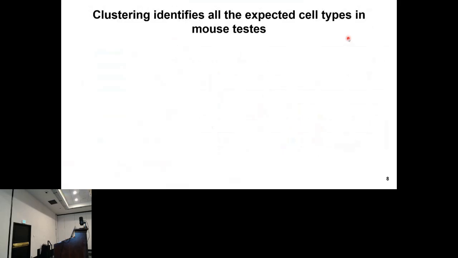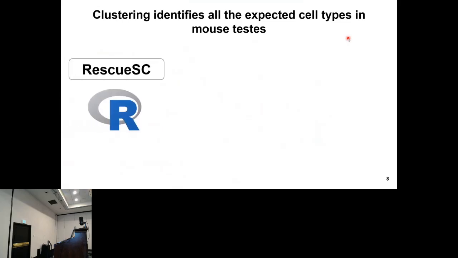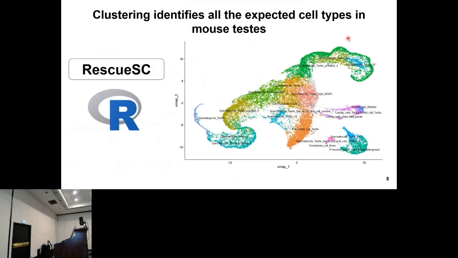Next, we performed downstream bioinformatics analysis of our data, including dimensionality reduction, clustering, and cell type annotation with RescueSC package developed earlier in our laboratory. And we were able to identify clusters with different cell types ranging from spermatogonia and different developmental stages of spermatocytes up to Leydig cells and Sertoli cells. Moreover, our data had on average 3,700 genes identified per cell, meaning that our sequencing data had quite a good quality.